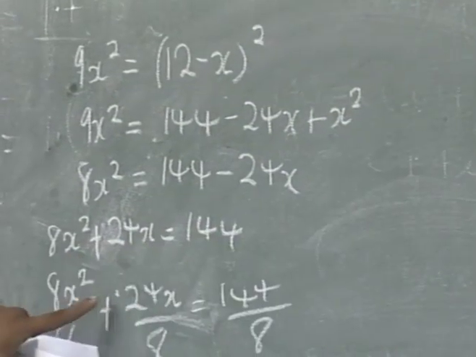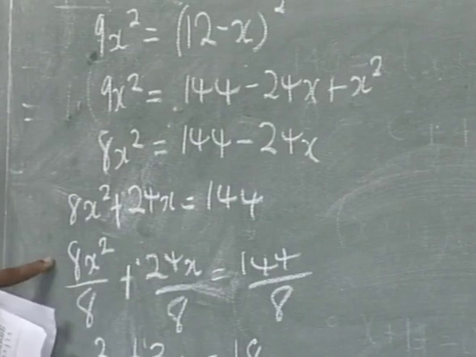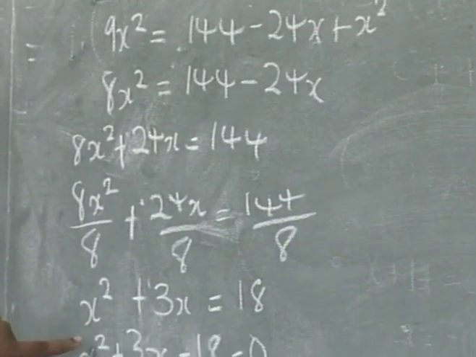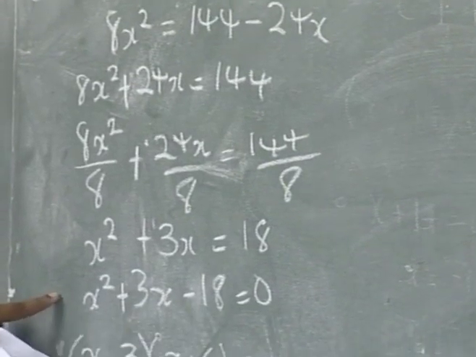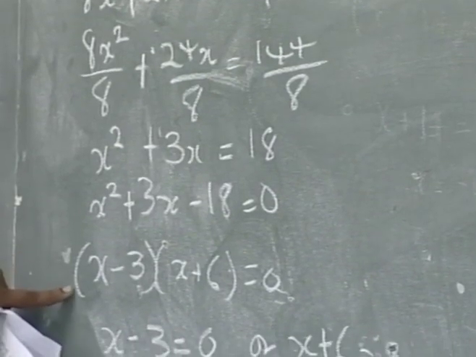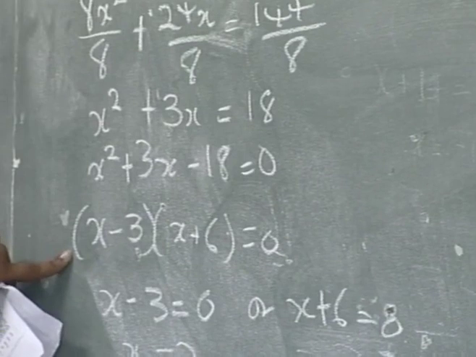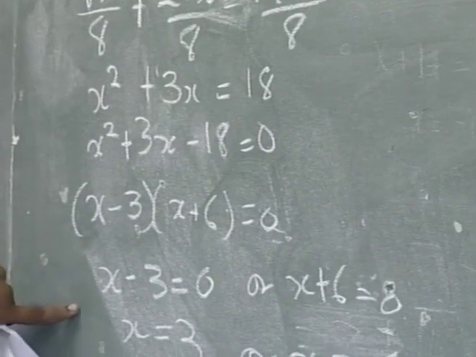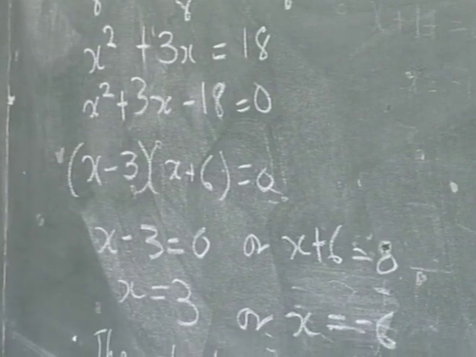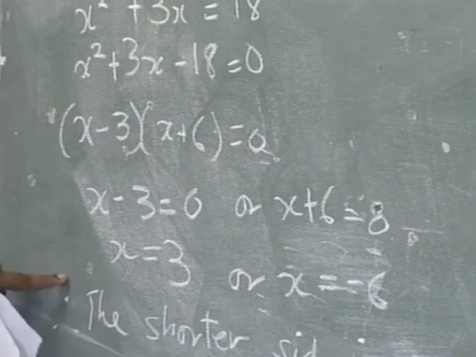Then we brought this 24 to this side, and then to get rid of the 8, we divided by 8 and got x squared plus 3x equals 18. And then we brought 18 to this side and made it a minus 18, and we factorized it to x minus 3 times x plus 6, which equals 0. Then x minus 3 equals 0, or x plus 6 equals 0, where x equals 3 or x equals negative 6.